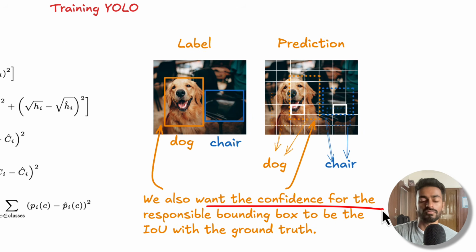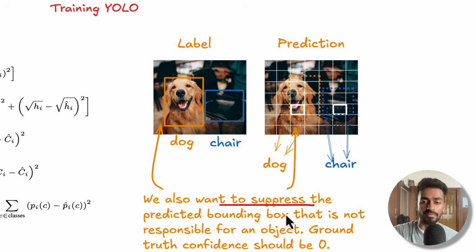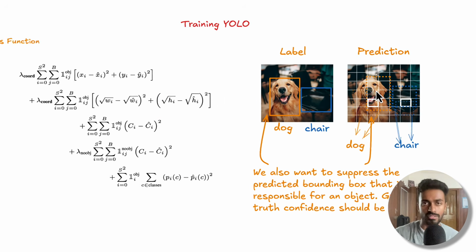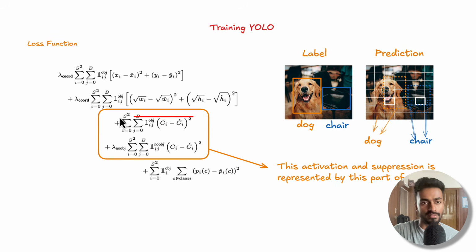Next, we also want the confidence for the responsible bounding box to be the IOU, the intersection over union, with the ground truth. So because this contains an object over here, the IOU, the overlap of these two, should be represented as the confidence of this bounding box. We also want to suppress the predicted bounding box that is not responsible for an object. So the ground truth confidence should be 0. So that's for this one over here. It doesn't represent an object. We want to push that during the training to be 0. And that's done using this part of the loss function.